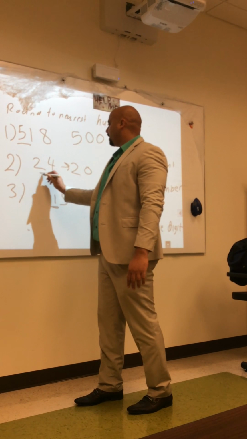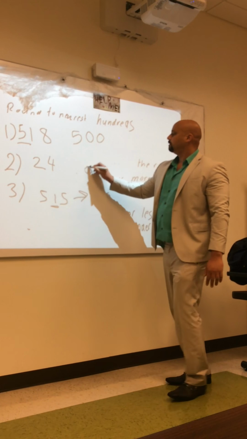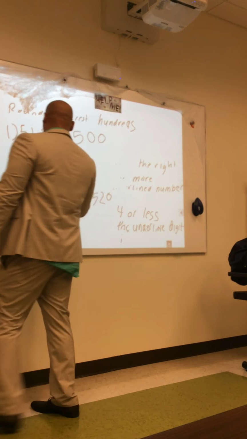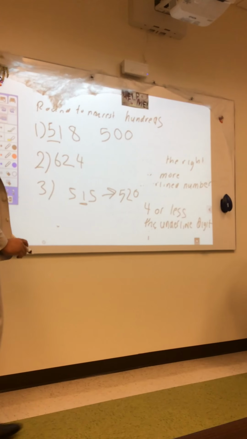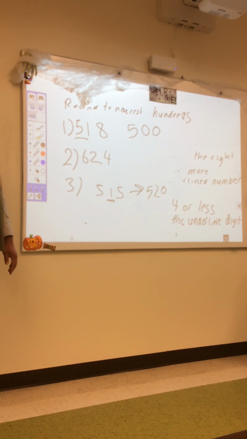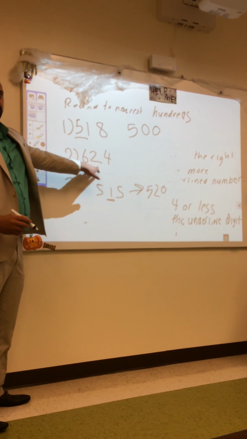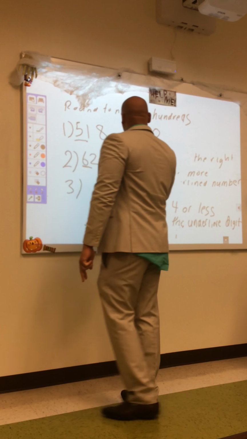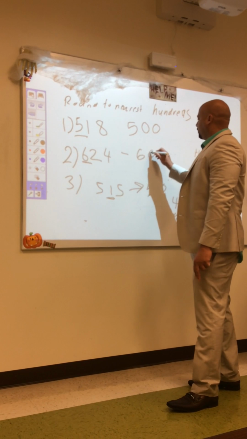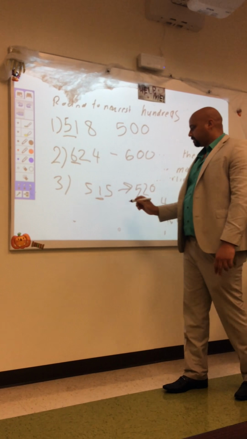I'm going to change the number again for this one. Now I'm going to put 624. What's the hundreds place here? 6. So I underline the 6. We look to the right. Is that 5 or more? No. So it becomes what? 600, right? 600. Is that clear? All right. Let's try another one.